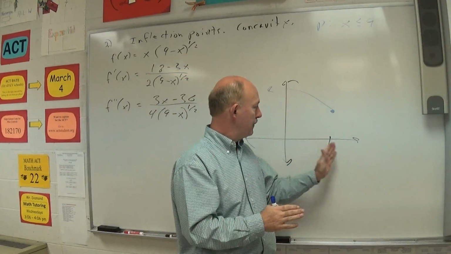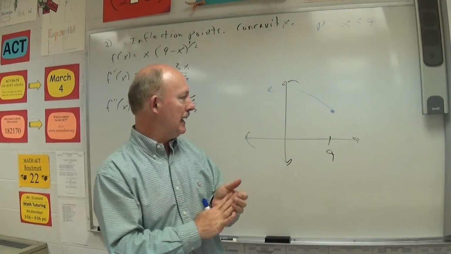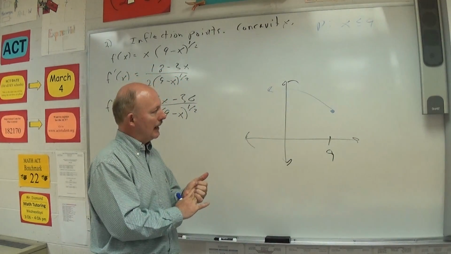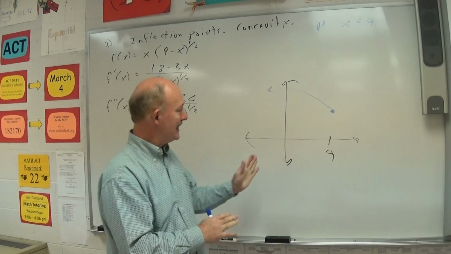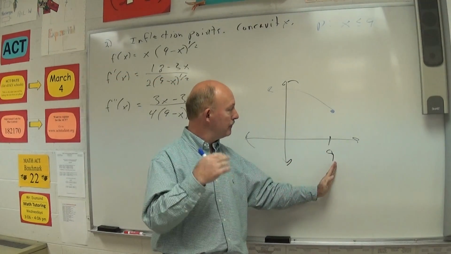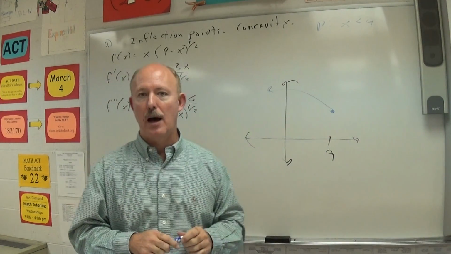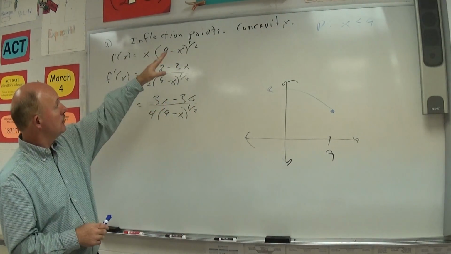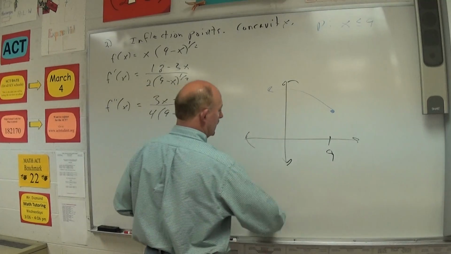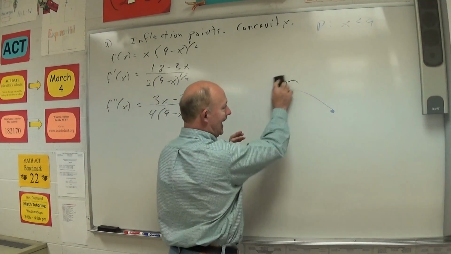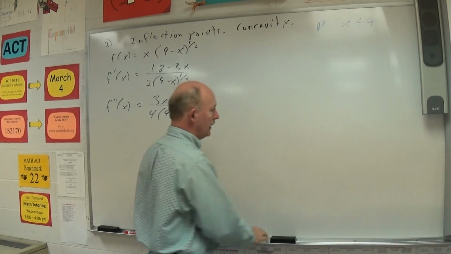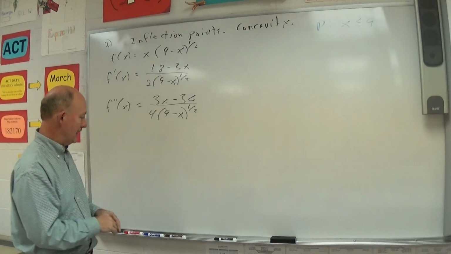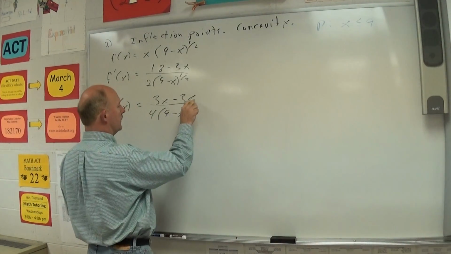So 9 really cannot be an inflection point, because for that to be an inflection point, the concavity actually has to change. So 9 could not be an inflection point, and anything bigger than 9 could not be an inflection point. Now here we just have to find any inflection points and describe the concavity. Erase this. This is not the actual graph, I'm just envisioning what the graph might look like.